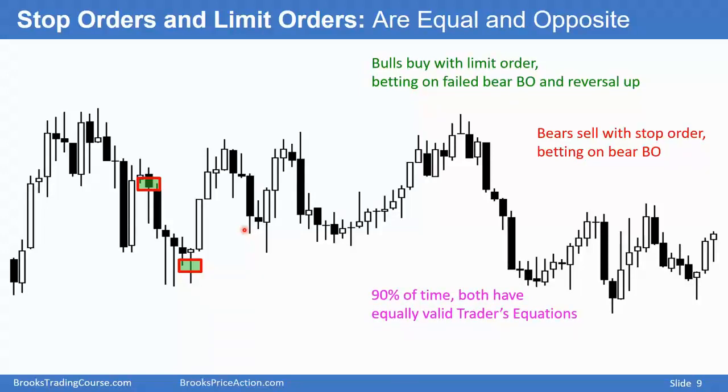Remember, 10% of the bars on a chart are in a strong breakout, and you should only trade in the direction of the breakout. 90% of the time, there's always an equally valid trader's equation for the bulls and the bears, if they manage their trades correctly.